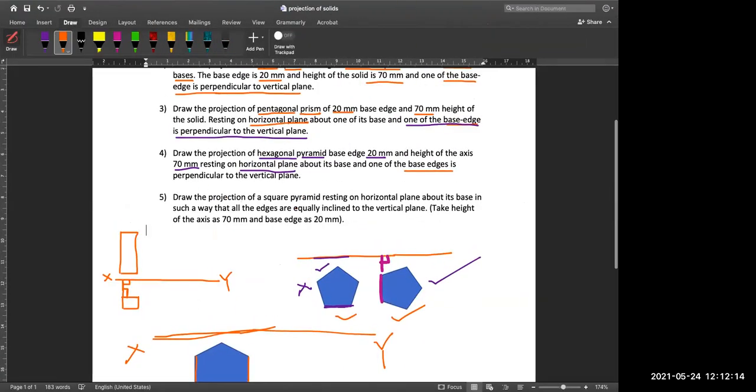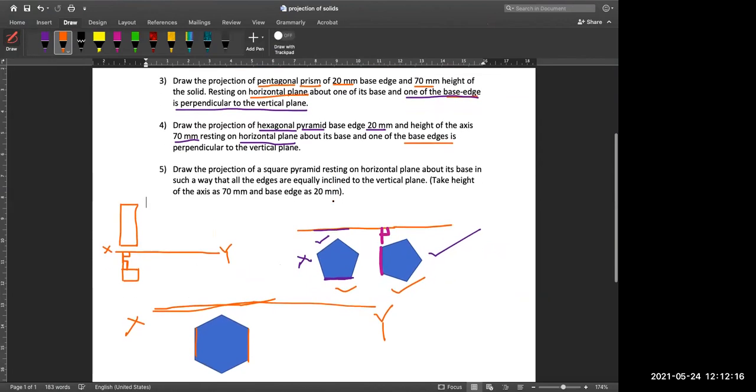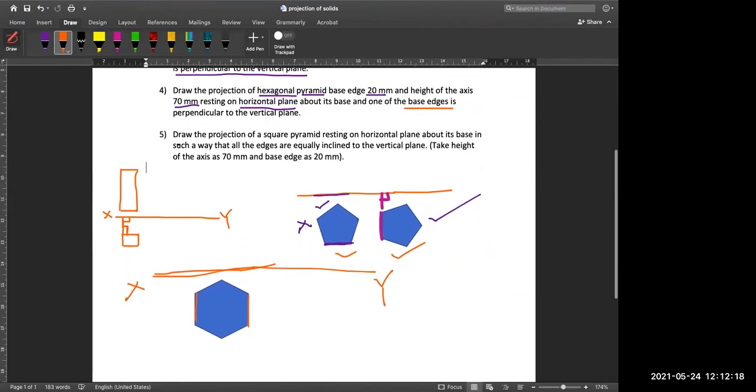Now, draw the projection of a square pyramid. Question number 5. Draw the projection of a square pyramid.